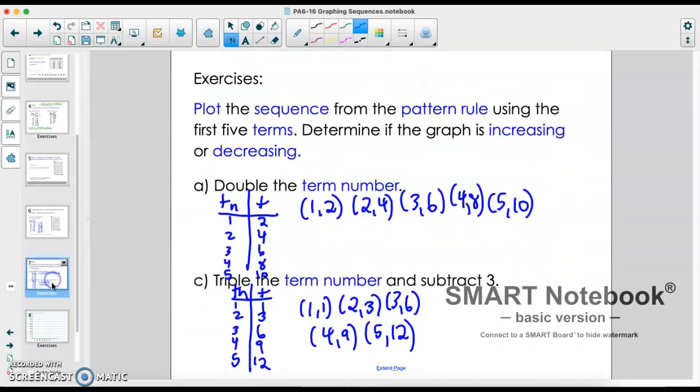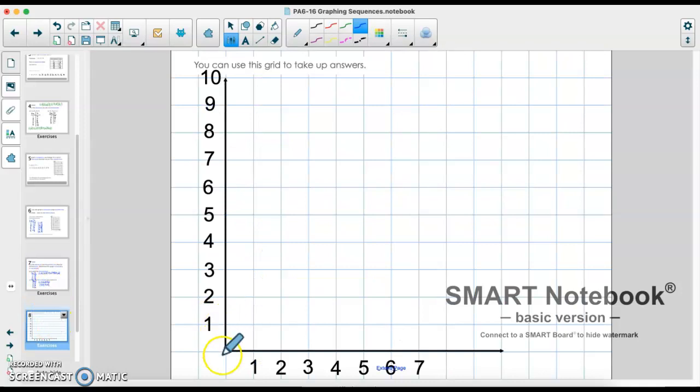Okay, so the first one over here is the doubled pattern, so these are two different colors. We have 1, 2. We have 2, 4. We have 3, 6. We have 4, 8. And we have 5, 10. And if you look, that is an increasing pattern. It's going up and to the right.